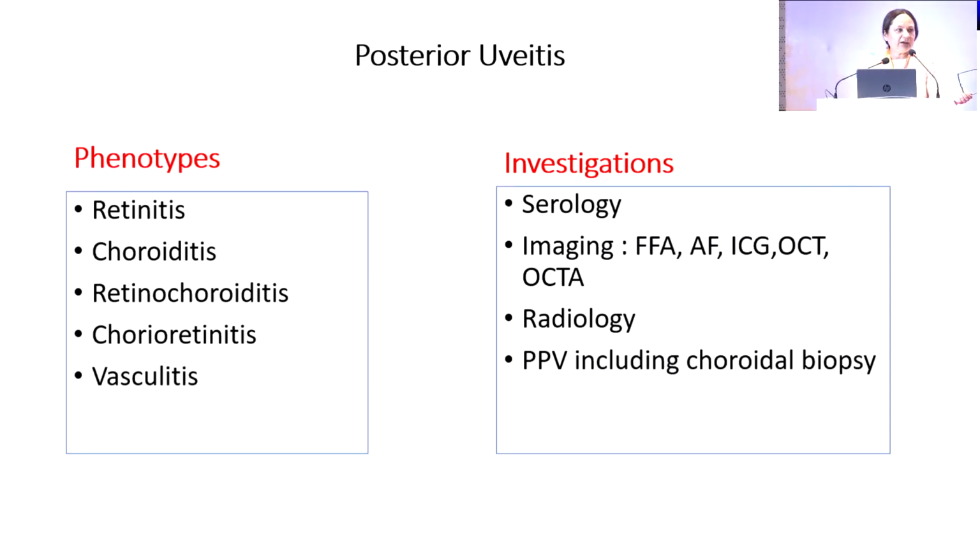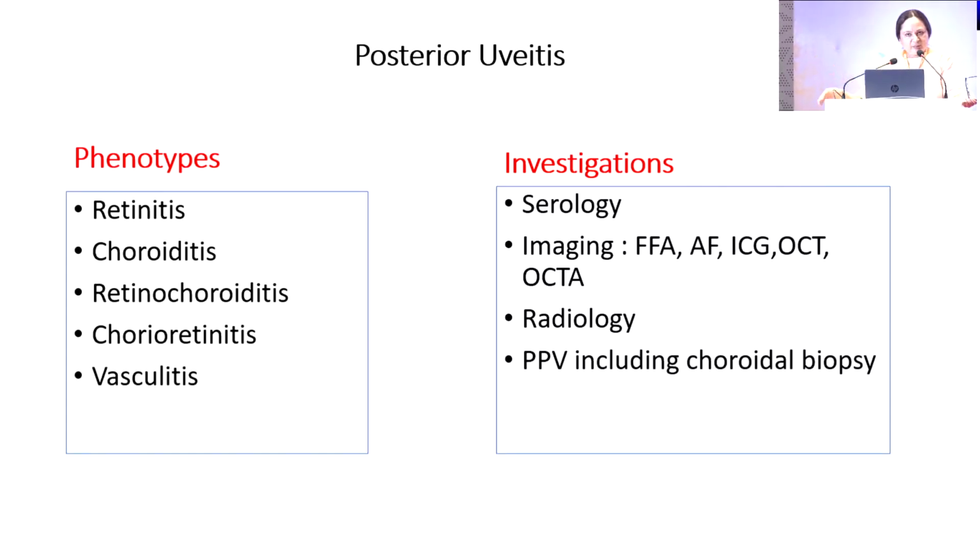Primarily in real life, we do not have pure retinitis or pure choroiditis. It can be either retinochoroiditis, which means the retina is the primary site, or it could be chorioretinitis. And lastly, you could have inflammation of retinal vessels called vasculitis.